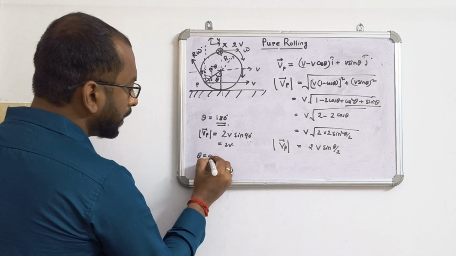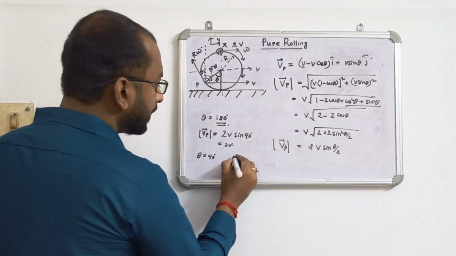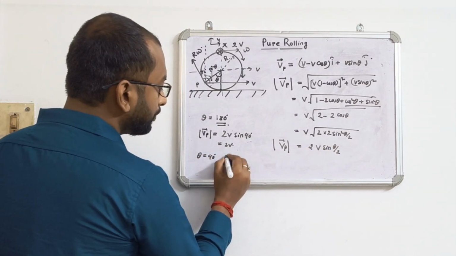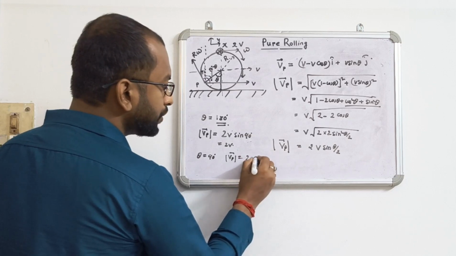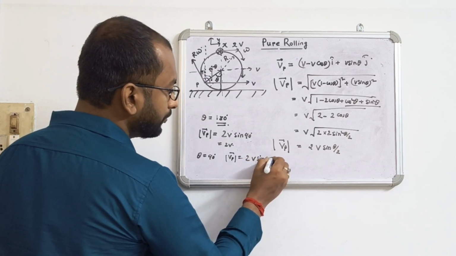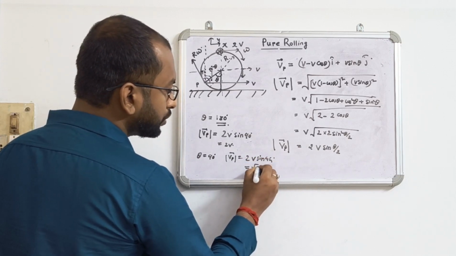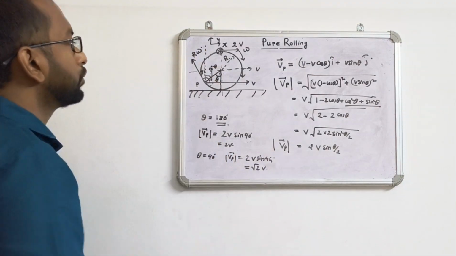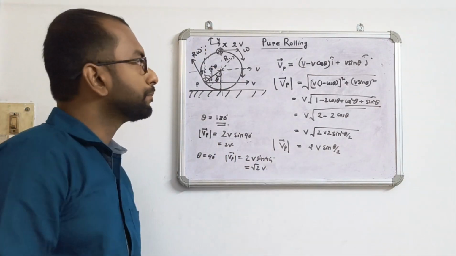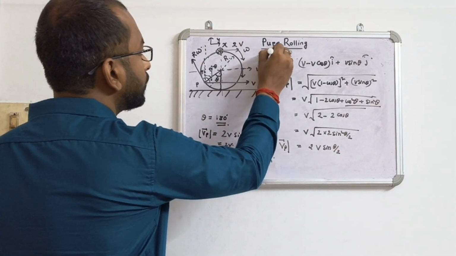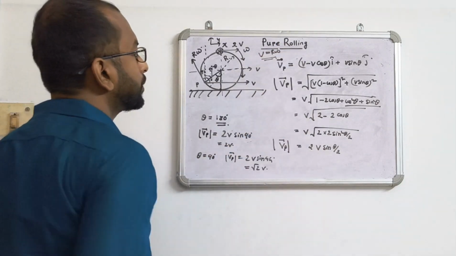So at theta equal to 90 degree, you'll put the value of 90 degree. What is the value of the velocity? 2v into sine 90 by 2, that is 45. 1 by root 2, so root 2 into v. That's what we have got. Root 2 into v, in case of pure rolling. Pure rolling means v equal to r omega on a static ground.